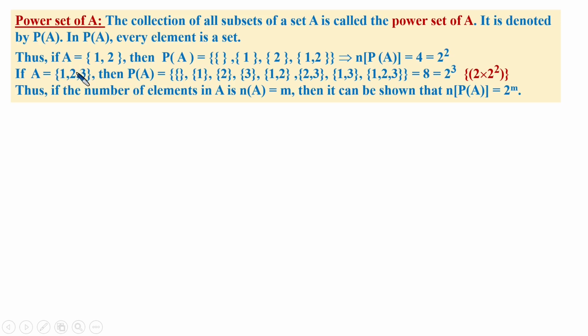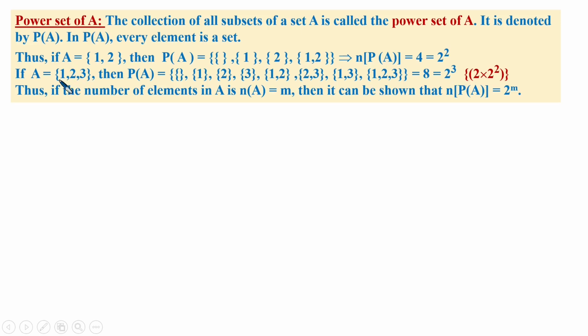Now suppose I add one more element 3 to this. Then I can write {1}, {2}, then {1, 2}, and put 3 also with each of them: {1, 3}, then {2, 3}, and {1, 2, 3} also. So now you will have 4 extra terms containing element 3: this 1, then 2, 3, and 4. So earlier it was 4, now you have 4 plus 4, which is 8. So 8 is 2 to the power 3.